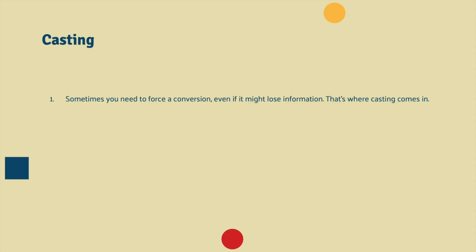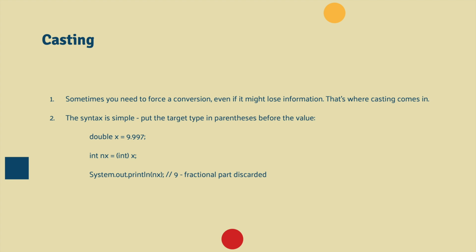Sometimes you need to force a conversion, even if it might lose information. That's where casting comes in. The syntax is simple. Put the target type in parentheses before the value.